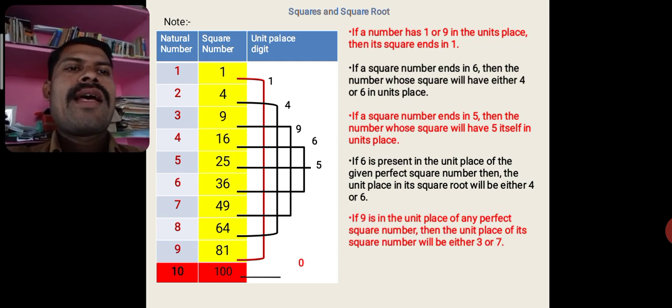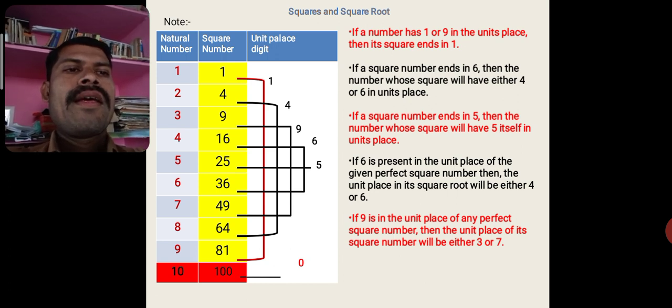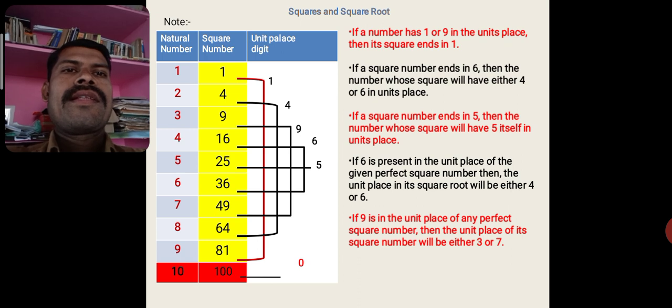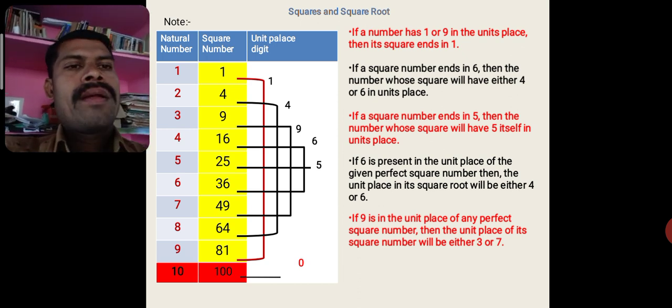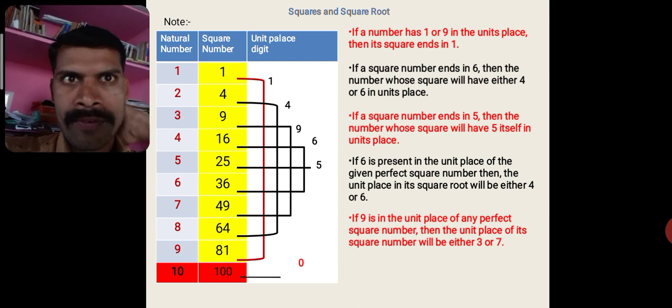If 9 is the unit place of any perfect square number, then the unit place of its square root will be either 3 or 7. You see, 9 is there means, 3 3s are 9, 7 7s are 49. Either 3 or 7. Okay. These points you have to remember. It is very helpful to identify the perfect square numbers.